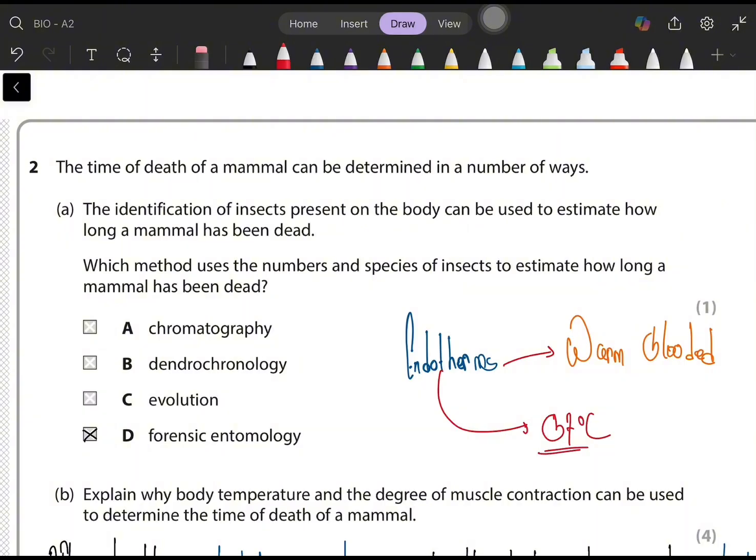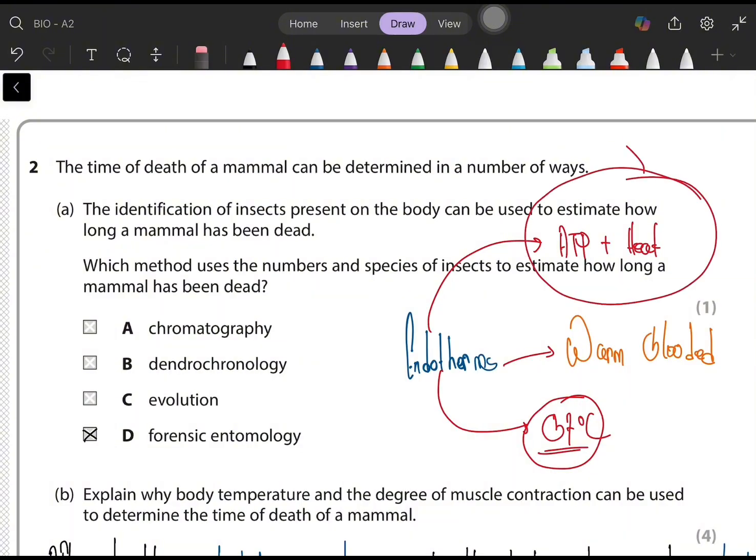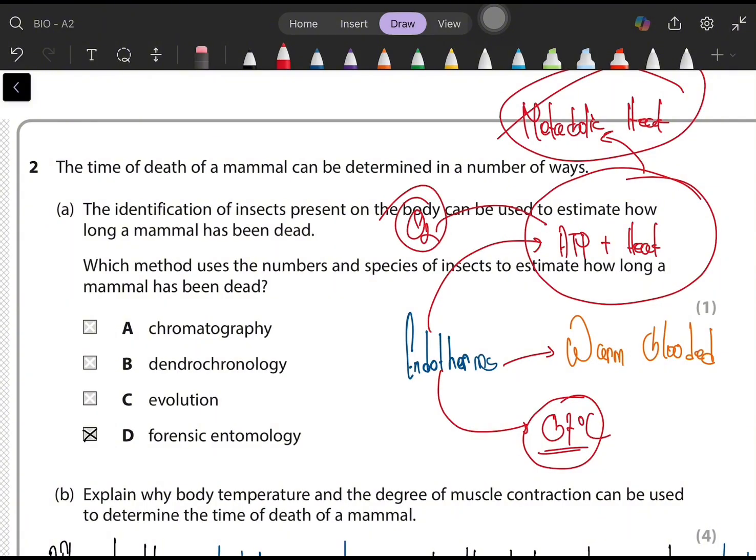Now the question is, how are we maintaining this 37 degrees Celsius? Inside our body, respiration is taking place, and as respiration takes place, ATP is produced along with heat. This heat that is formed due to metabolic reactions is what we know as metabolic heat. Once the person dies, the body is deprived of oxygen, and as a result respiration cannot take place. Metabolic heat cannot be generated, and the body temperature starts to fall.